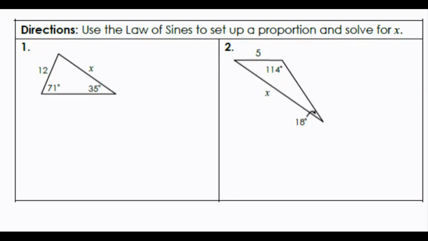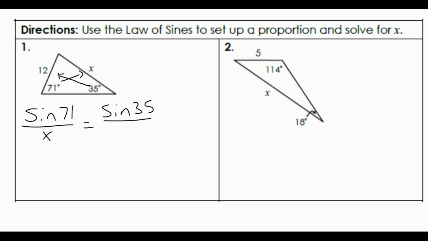Looking at our sample problems, we're going to use the law of sines to set up a proportion and solve for x. Looking at number 1, I have side lengths of 12 and x and angle measures of 71 and 35. So the law of sines tells me I need two angles and their opposite sides. I set up a proportion of the angle and the side opposite equal to the angle and the side opposite. So 71 is opposite side x and 35 is opposite side 12. So I could set up my proportion of sine 71 over x is equal to sine 35 over 12.